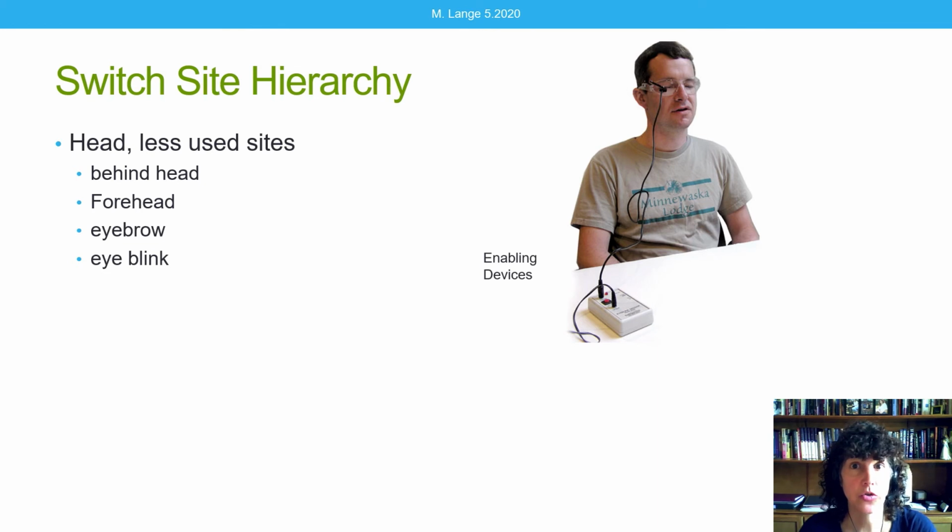Other less used sites around the head include behind the head, the forehead, the eyebrow, and eye blink. Now, why are these used less than others? Well, it's because even though behind the head is actually a very common location for power wheelchair driving, namely the head array, one of our more common alternative driving methods, it can be a tricky location for a lot of our clients because they might get stuck on this location if they have increased tone and that extension kicks in. And so for a single switch site particularly, this isn't always as common a location.